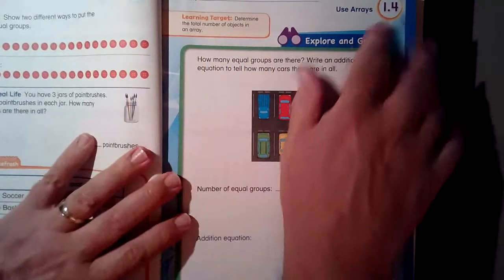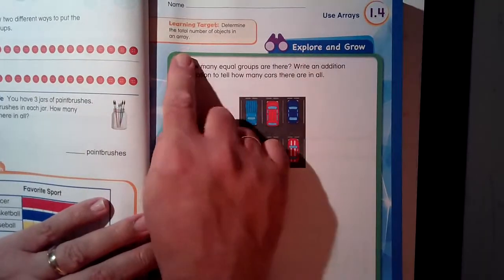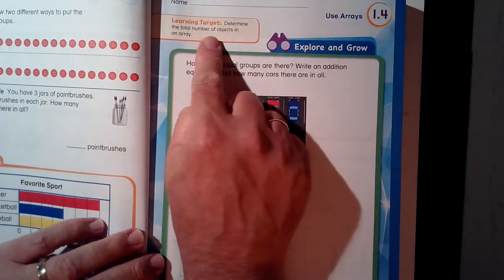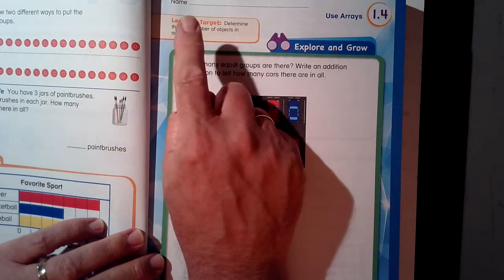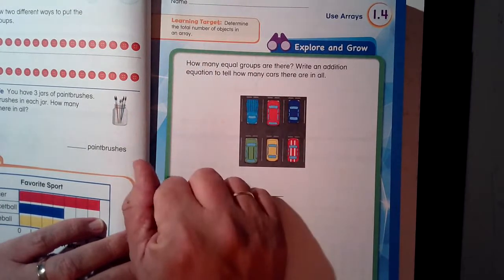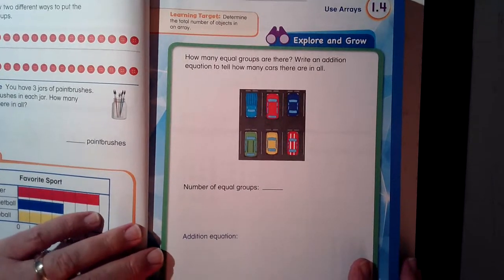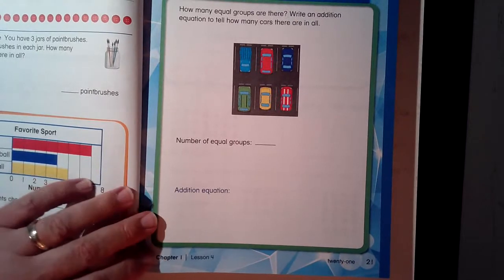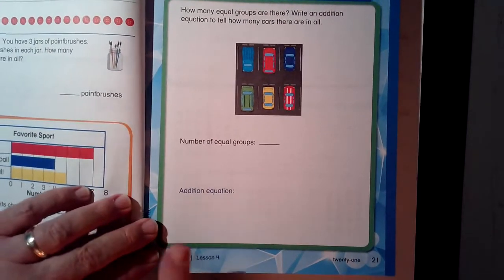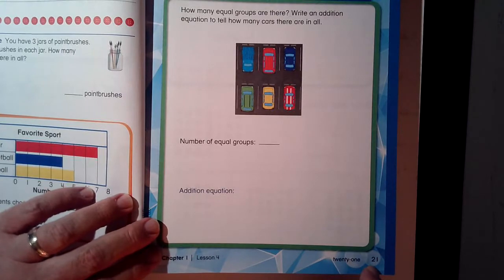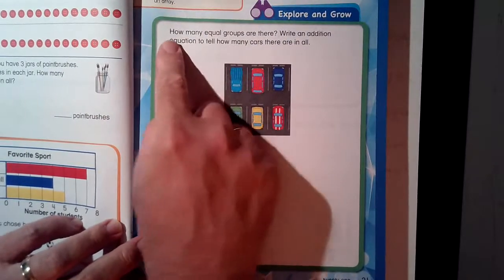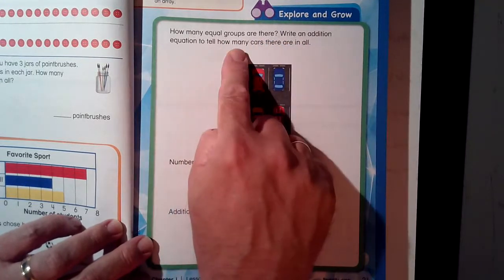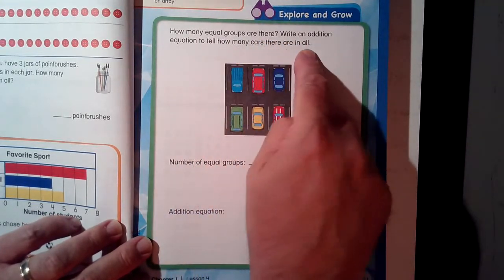There we are. We are on lesson 1.4 and our learning target is determine the total number of objects in an array. Now, I know that we have been practicing arrays in our morning meetings, and we have all gotten an understanding of what they are, but let's do that. We are on page 21 already, and it says, how many equal groups are there? Write an addition equation to tell how many cars there are in all.